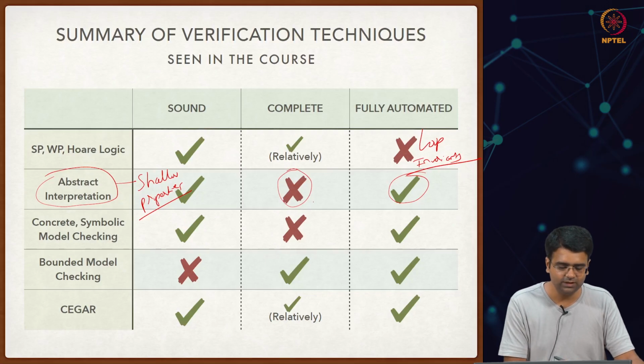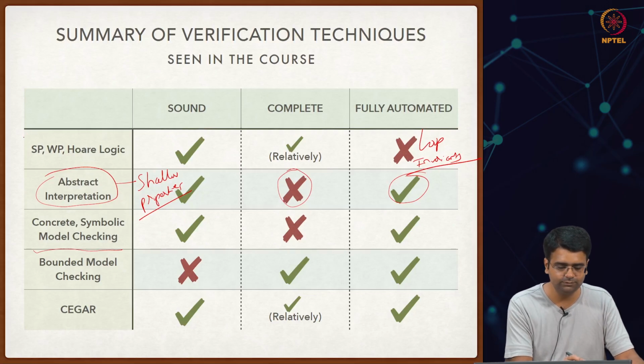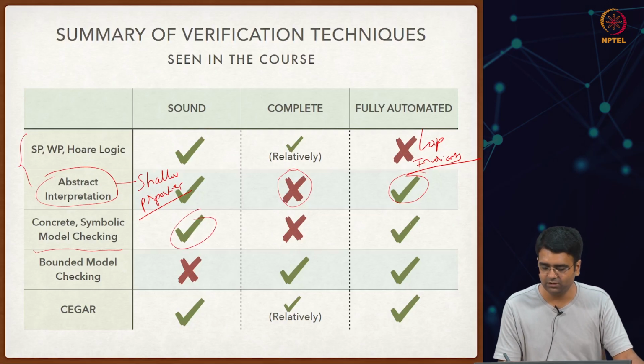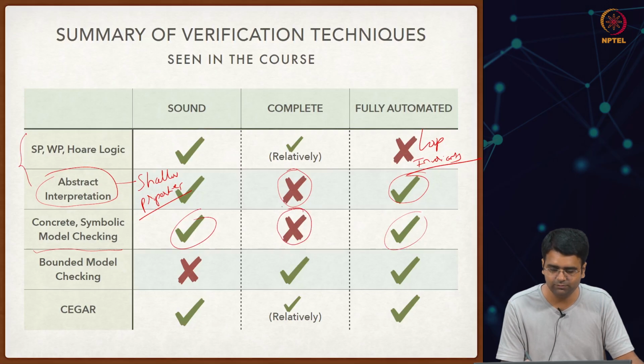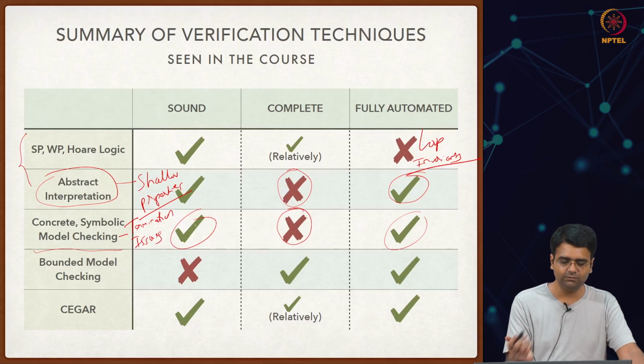And now, towards the end of the course, we have seen model checking based approaches. For example, we saw concrete and symbolic model checking, and these seem to overcome the limitations of the previous two techniques, meaning that of course they are sound, but they are also fully automated. However, these techniques are also not complete, because they run into termination issues. So, with concrete and symbolic model checking, these algorithms may never terminate.